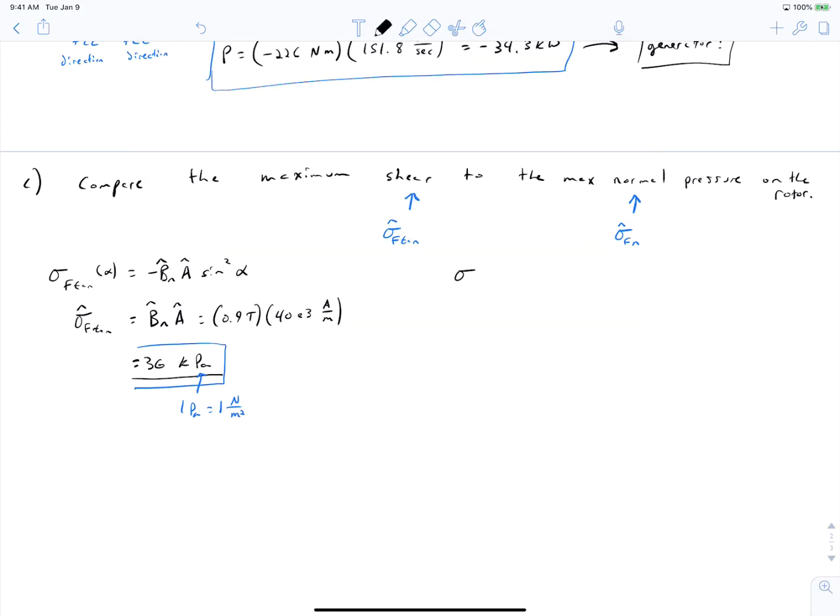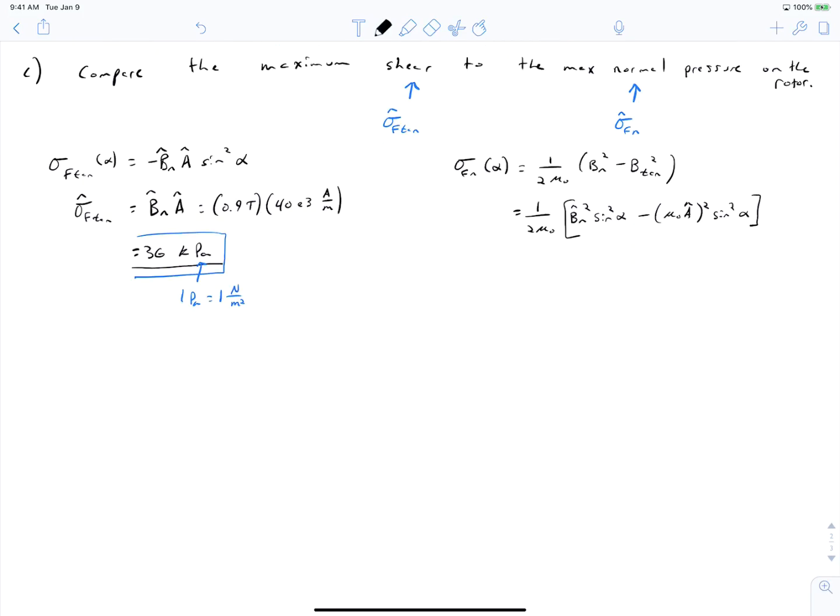Now let's do the same thing, but for our normal pressure. Going back to our previous lecture, we get the following expression for our normal force pressure density. We already have expressions for our normal flux density and our tangential flux density, and so we can pull the sine squared term out to get our peak normal pressure.